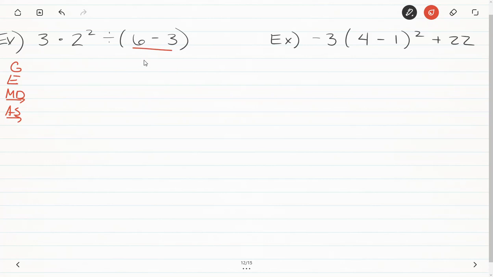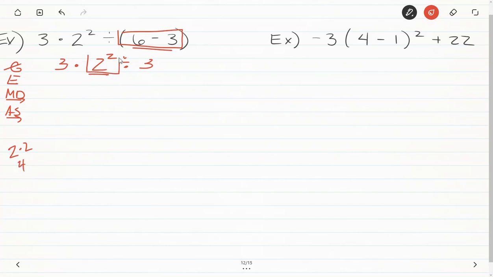6 minus 3, and that gives me 3. And then I have to bring down everything else that I haven't touched yet, because I've only worked with this part of the problem. So I have to bring down the division, I have to bring down the 2 with the exponent, and I have to bring down the 3. So I have solved my groupings. There are no more grouping symbols left. I now have to look at my exponents. Do I have any exponents to solve? And I do. I have a 2 squared, or 2 to the second power. Now, if you don't know what 2 to the second power is, you can write it out to the side. 2 times 2. Remember, it's the base multiplied by itself 2 times. And 2 times 2 is 4.